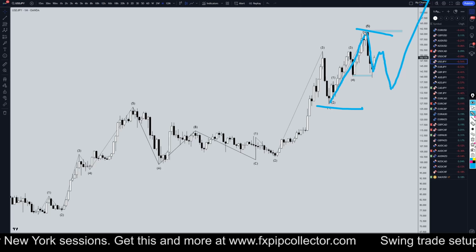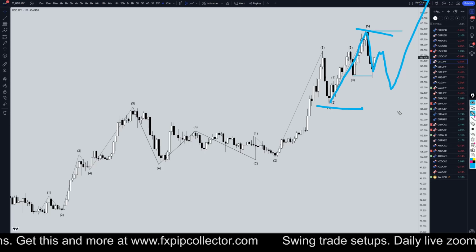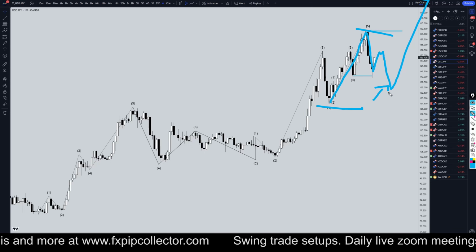Notice that either scenario has impulsive, corrective, and impulsive, which is why I don't think it's important to know the difference until we get into this third wave.